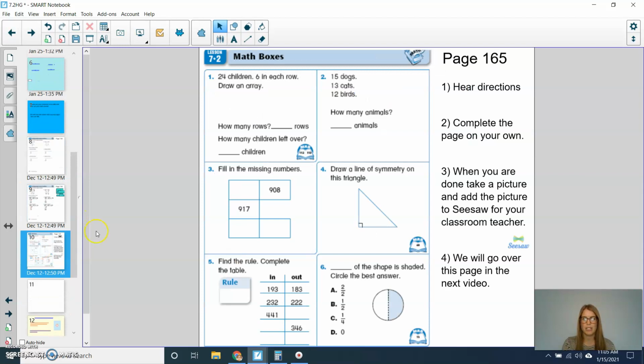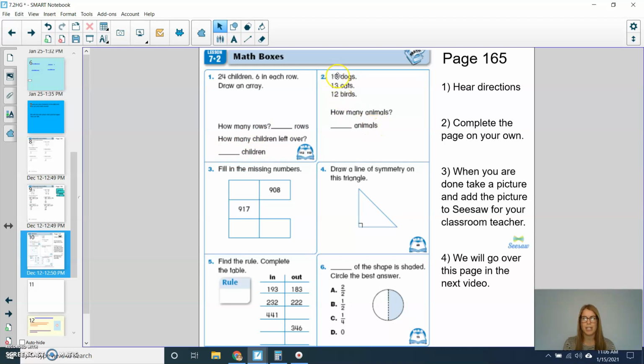Our math box page today is 165. I'm going to talk about the directions, then I'm going to ask that you complete the page on your own. When you're all done, take a picture and add that picture to Seesaw, and we'll go over this page in our next video. So for question 1, if you have 24 children and there's 6 in each row, can you draw an array? You can start with maybe 6 dots and think, how many 6s could I have? So tell me how many rows and then how many children are left over.